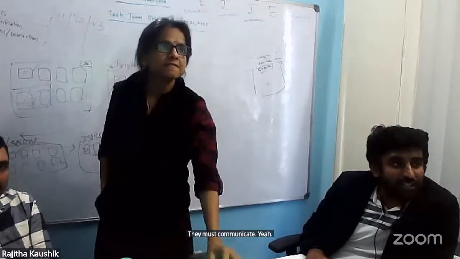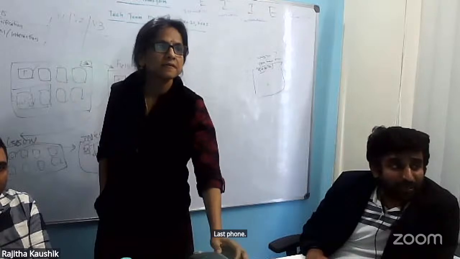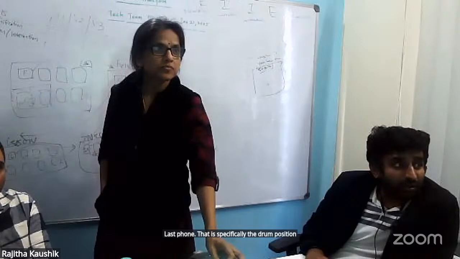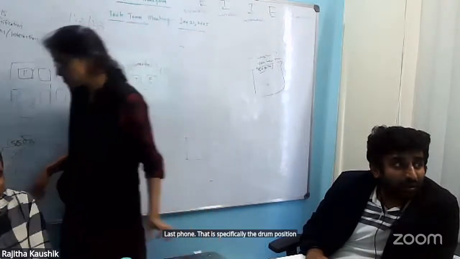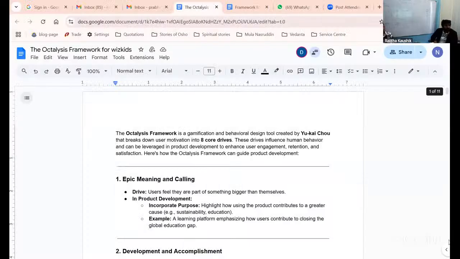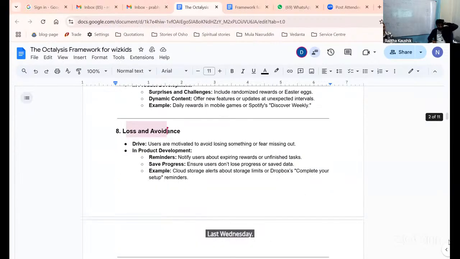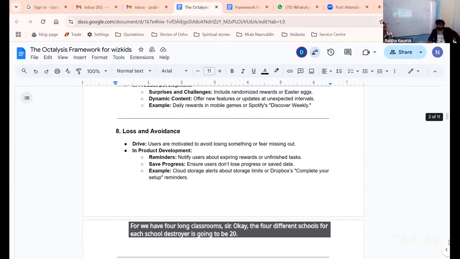Yeah, go ahead. Last one. There is specifically the prompt that was given. Probably page of. And Darshan, probably. We have 4 level classrooms. Okay, the 4 different schools. For each school, the story is going to be different. Each school, see, level, you have to think like this.